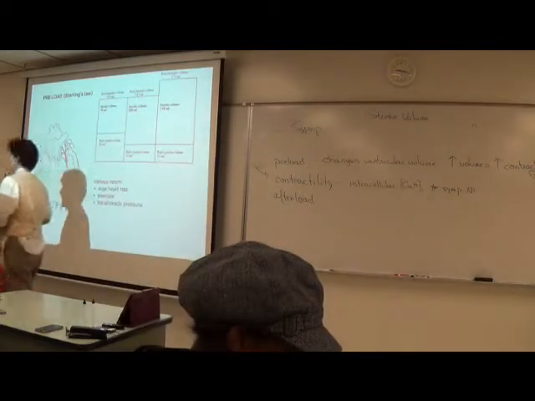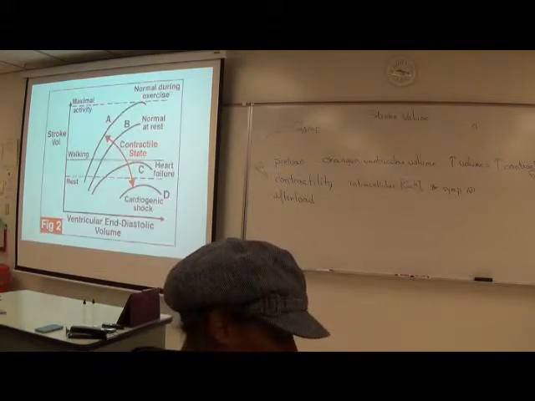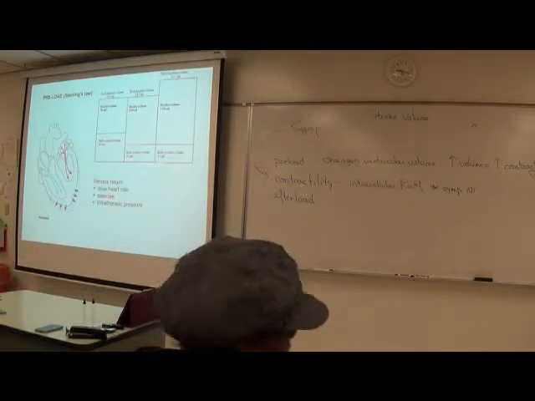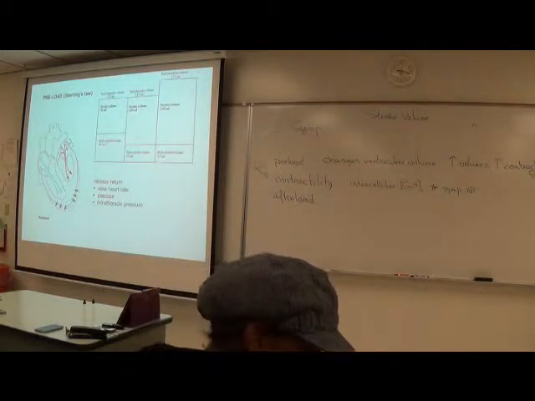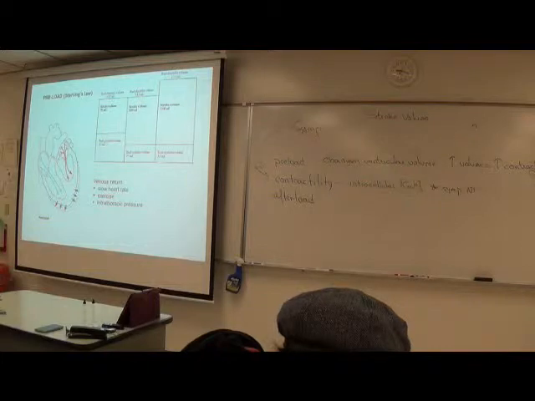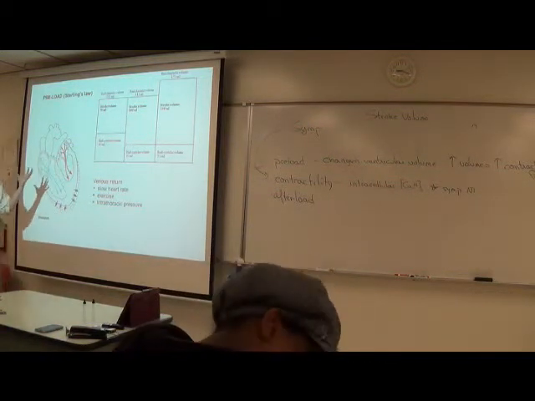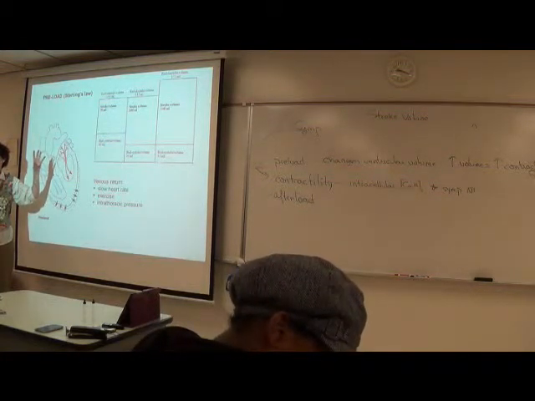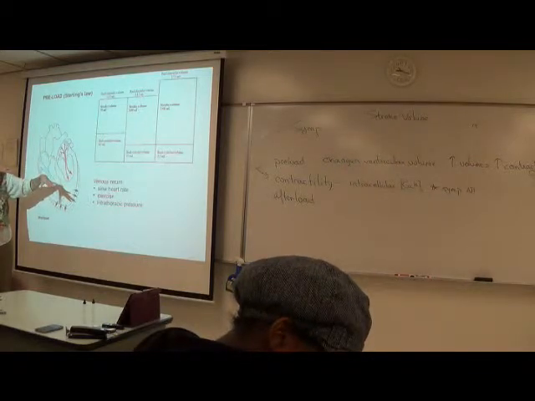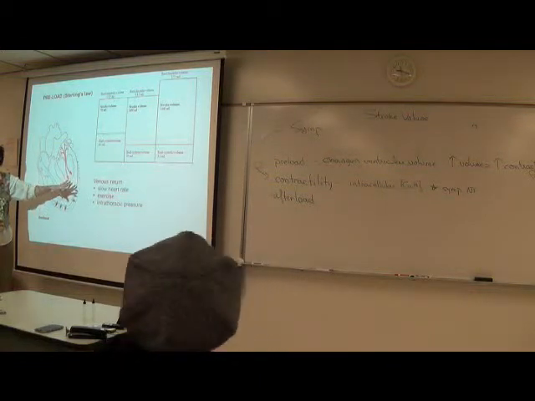Afterload is usually not quite as effective or a major factor. Afterload is more in a diseased individual. So it's the resistance that the ventricles face when they start to pump. If someone has high blood pressure in the aorta, the ventricles have to overcome that to open up the semilunar valves. So if there's an increase in afterload, then there's going to be a decrease in the stroke volume because more of it's going to be left behind.